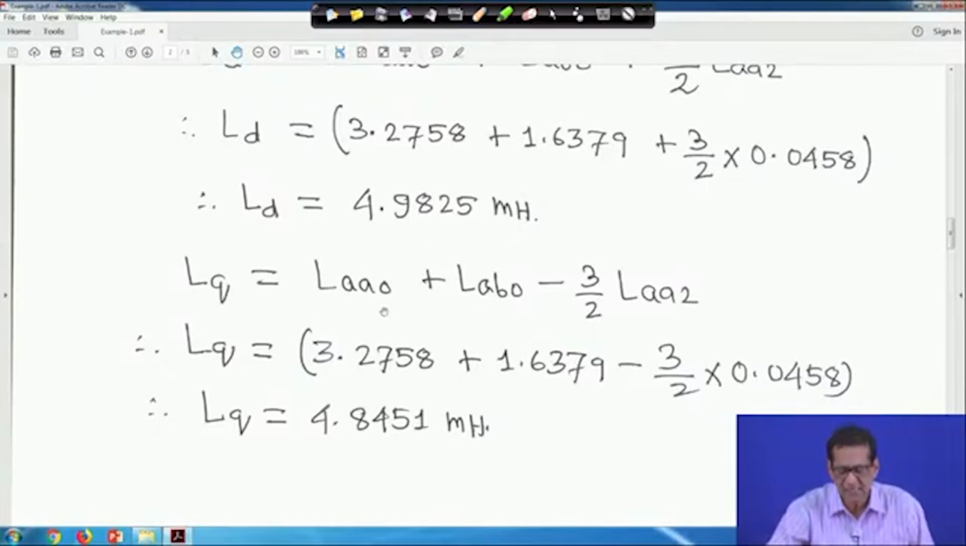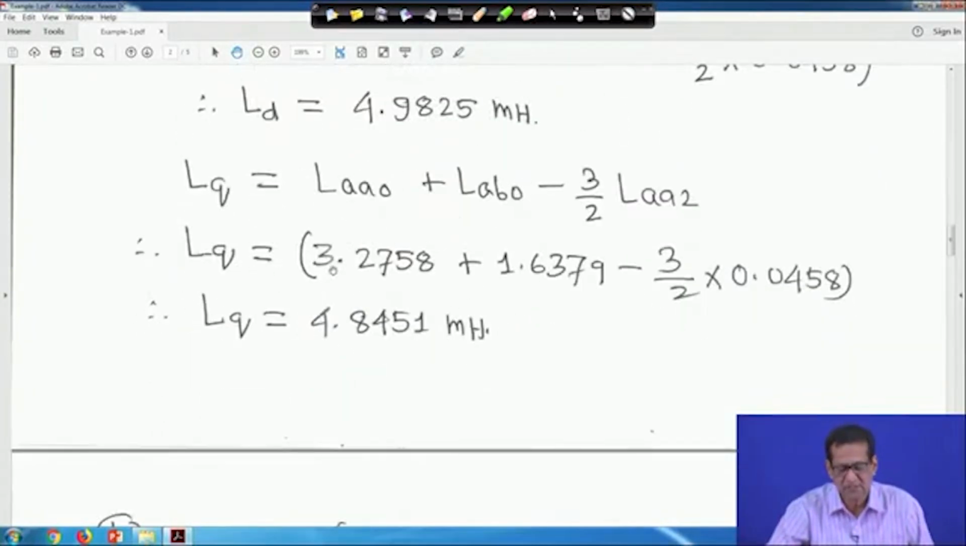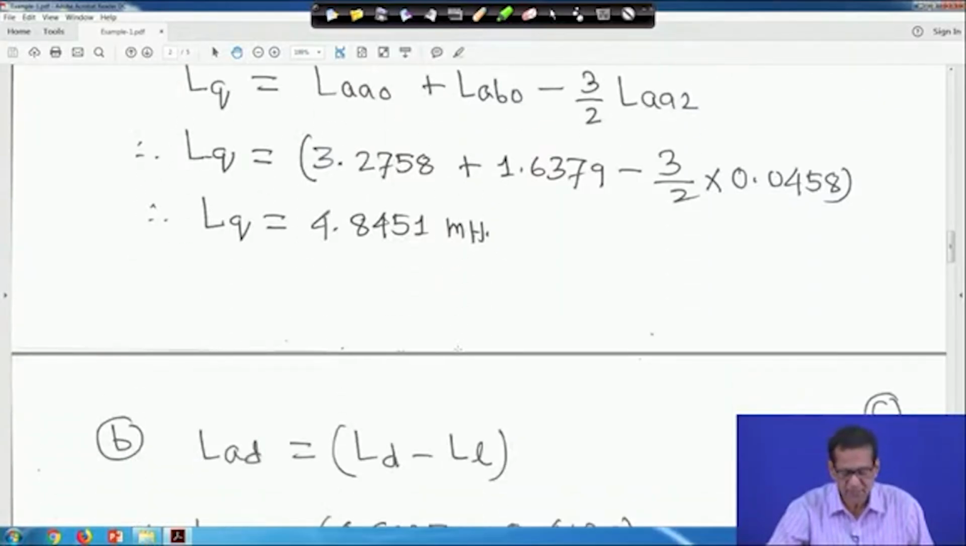Similarly, LQ is equal to LAA0 plus LAB0 minus 3 by 2 LAA2, because this we have already derived. This is from equation 61. Now substitute these values: 3.2758 plus 1.6379 minus 3 by 2 into 0.0458, so LQ is equal to 4.8451 millihenry. So this is LQ.